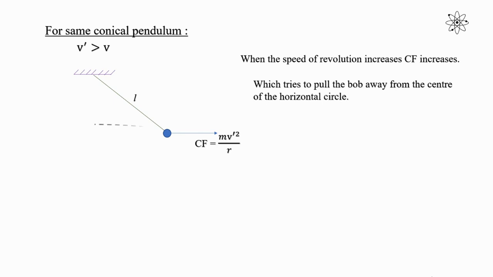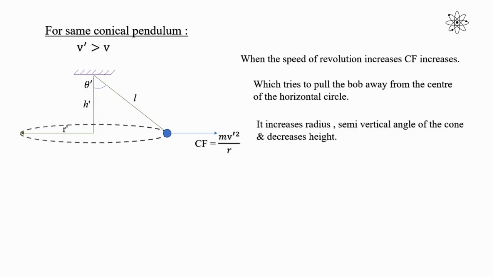Because of that, you can see here, student, the radius of the horizontal circle increases, the height of the cone decreases, and the semi-vertical angle also increases. So in short, we can say, student, with the increase in speed, centrifugal force increases, which increases the radius and semi-vertical angle of the cone and decreases its height.